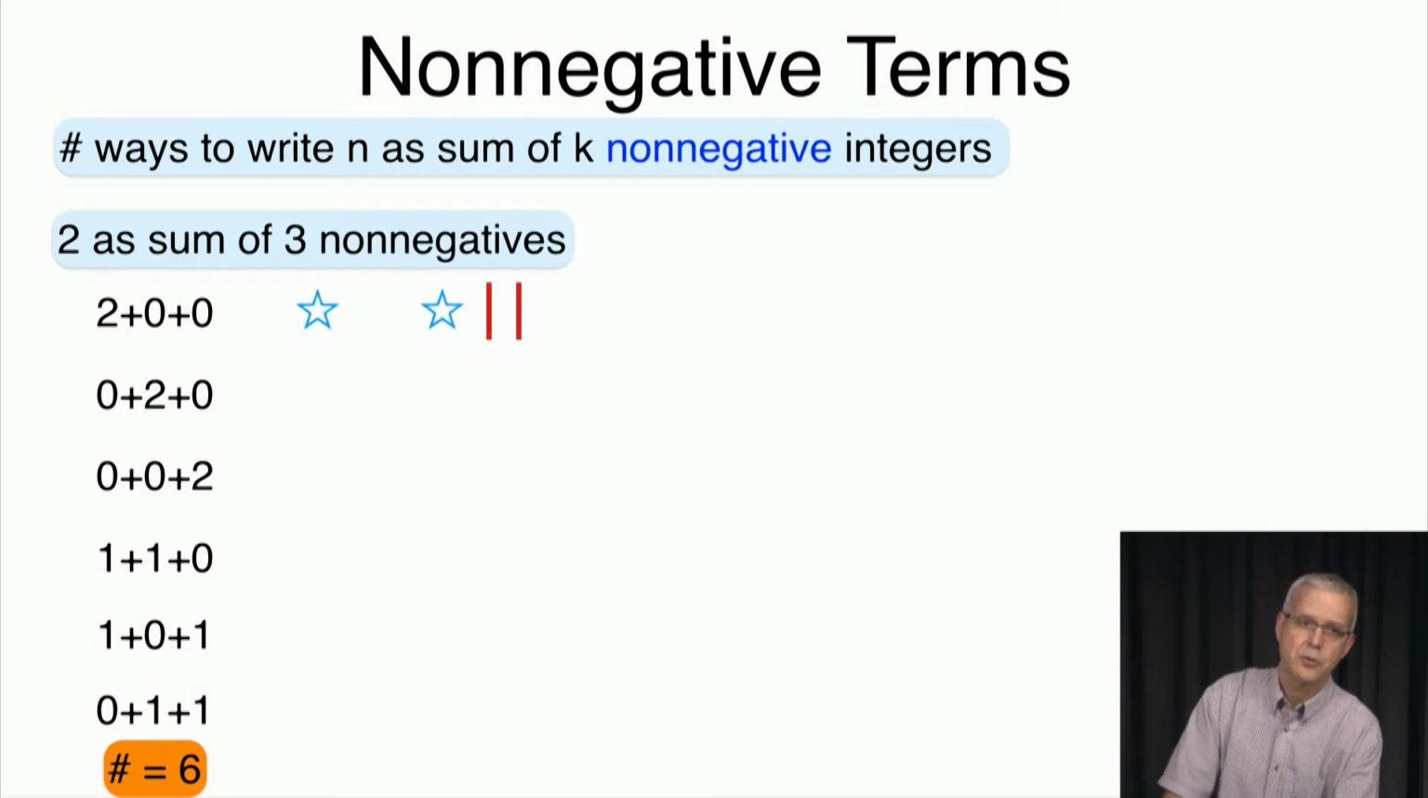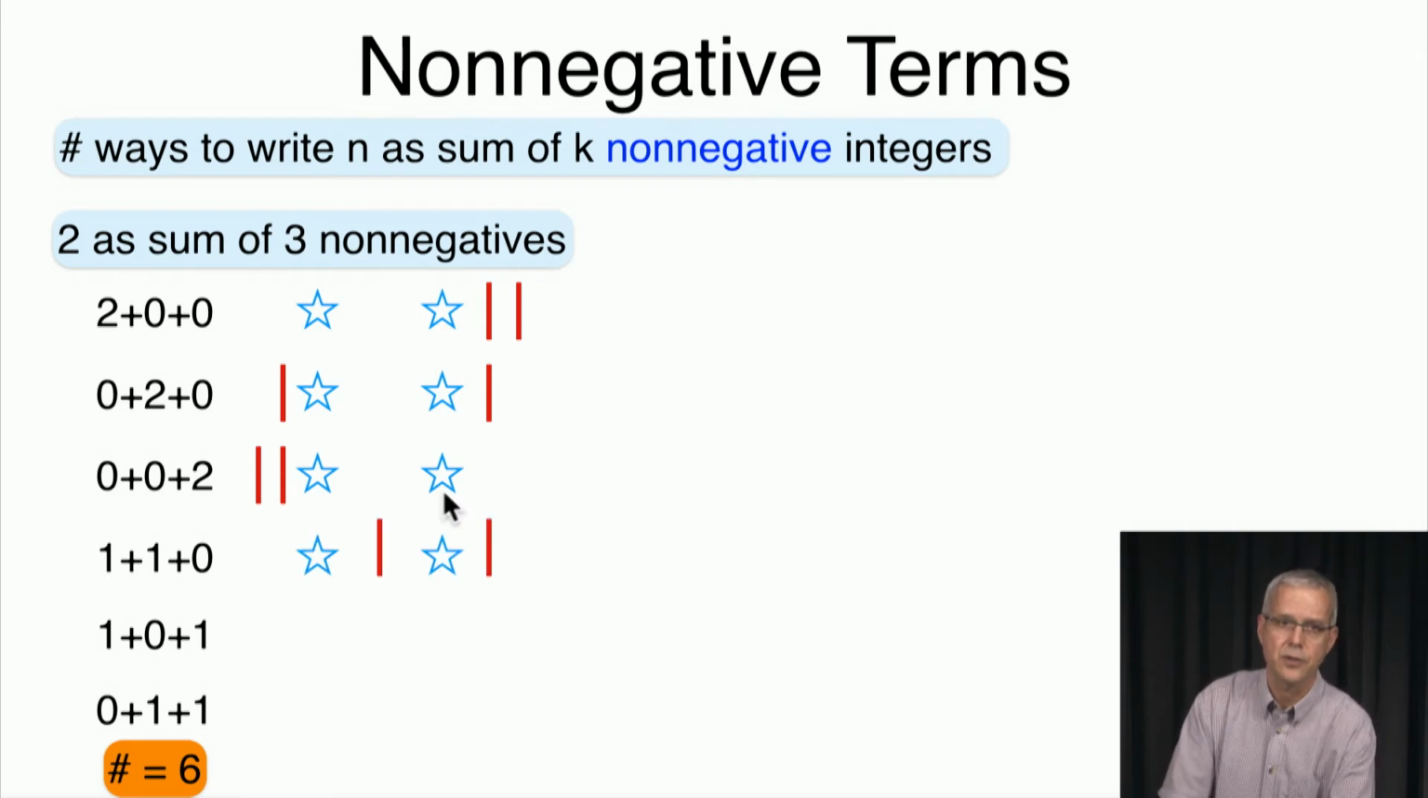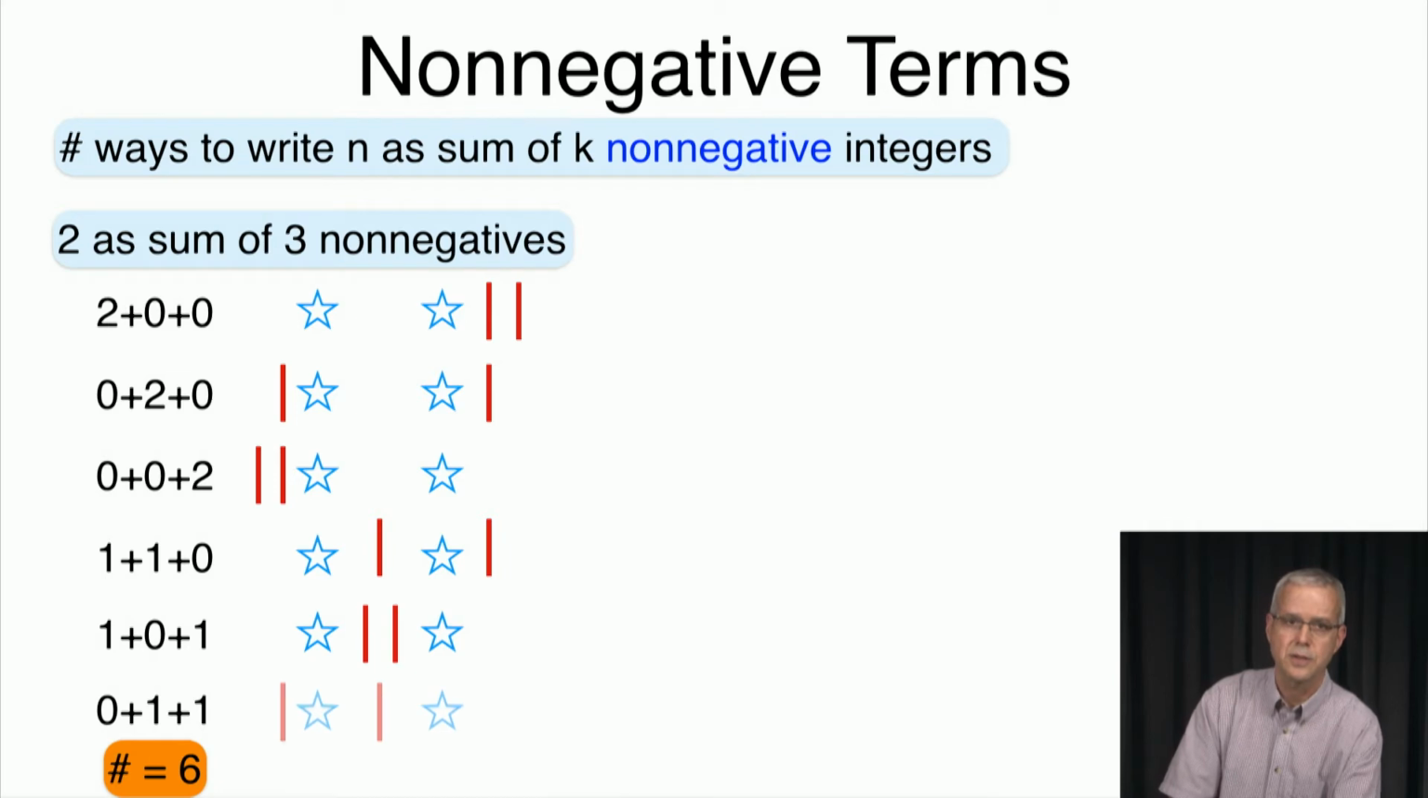Okay. Now, using our analogy, we can write this as star star and then bar bar. That means that we have 2. You might remember that the bar plays the role of a plus. So we have 2 and then plus 0 and then plus 0. That's this sum. And 0 plus 2 plus 0 we can represent like that. So we have again 0 plus 2 plus 0. Or 0 plus 0 plus 2, we have here 0 plus 0 plus 2, and here 1 plus 1 plus 1, and so on. Okay.